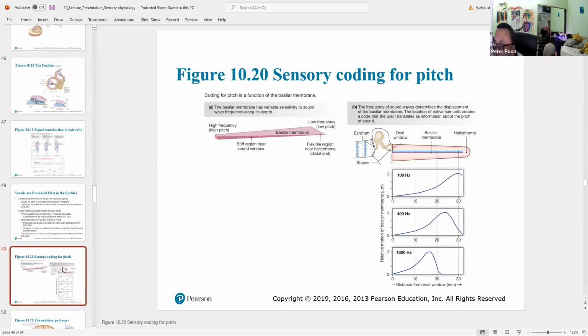So here's the basilar membrane. The basilar membrane has high pitch sounds and low pitch sounds, along as the hairs get longer. The high frequency, the longer hair cells are going to respond to a higher pitch, and the lower frequency cells respond to lower pitch. As adults, we tend to lose the high frequency portion, and therefore we can no longer hear high frequency noises.